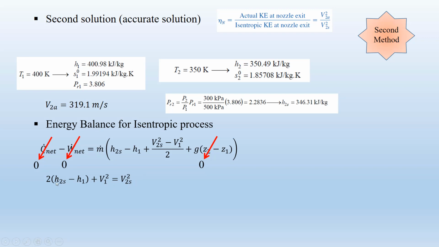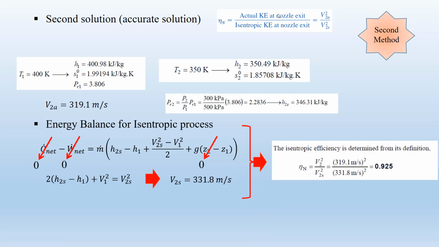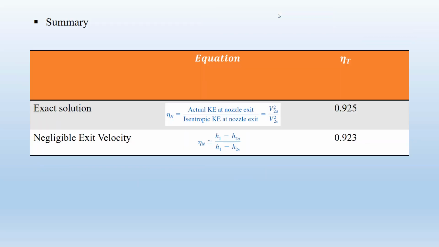So you already found the H2S, correct. We already found it in the previous section. And then you have the V1 in the problem statement. You found the H1. From here, you can find the V2S. By now, by using this equation, you can find the isentropic efficiency of nozzles, which is 0.925. And then this is the result.